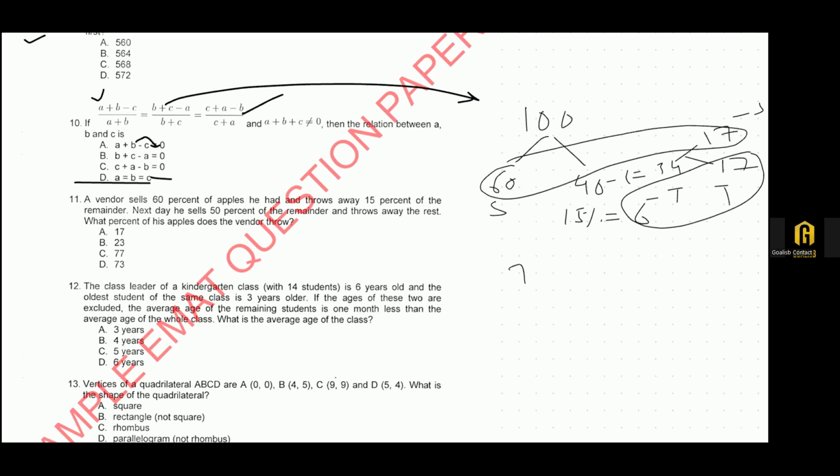Now what is the question? What percentage of apples does the vendor throw? He throws 23%. 23 of 100 is 23%. Okay. So let's look at the next one.